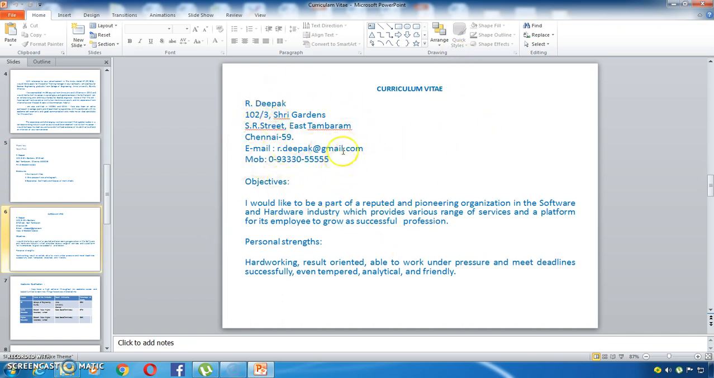Then objectives is very important. Whenever you prepare a CV, you have to write your objectives. So here the objectives run like this: I'd like to be a part of a reputed and pioneering organization in the software and hardware industry, which provides various range of services and the platform for its employees to grow a successful profession.